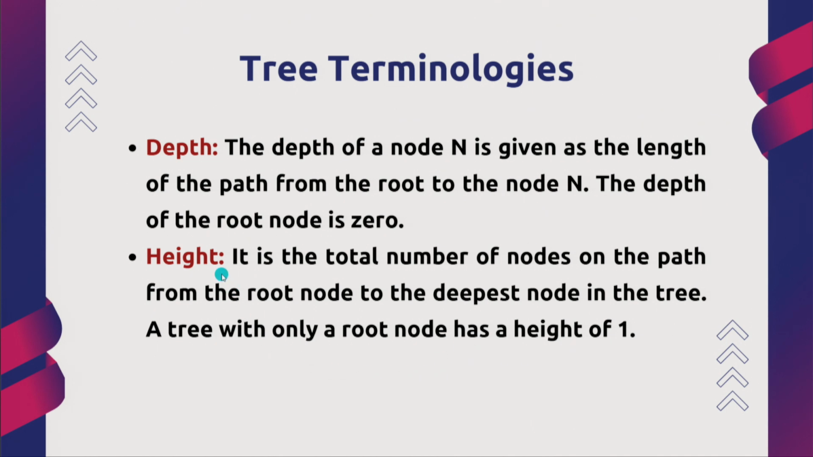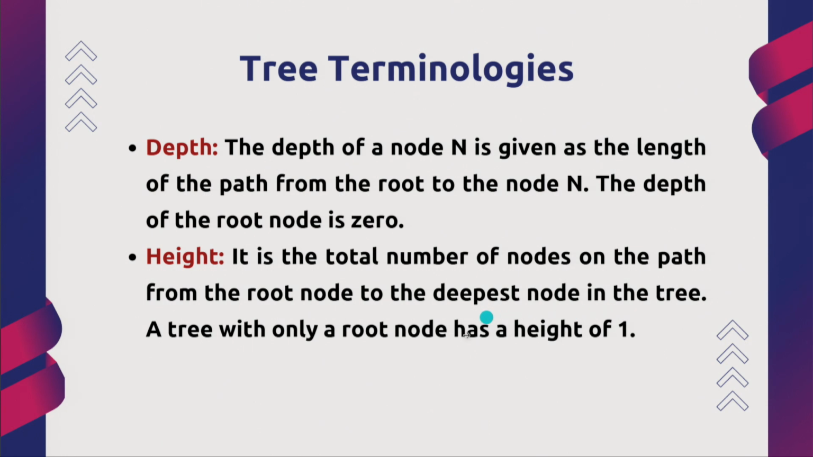The next definition is the height of the tree. It is the total number of nodes on the path from the root node to the deepest node in the tree. So, we always measure height from the deepest node in the tree. Your deepest node should be any of the leaf nodes in your tree. We count the total number of nodes, from the deepest node to the root node. Whatever the total number of nodes along the path, we call that the height of the tree. If your tree contains only one node and that is the root node, then we say that the tree's height is 1.